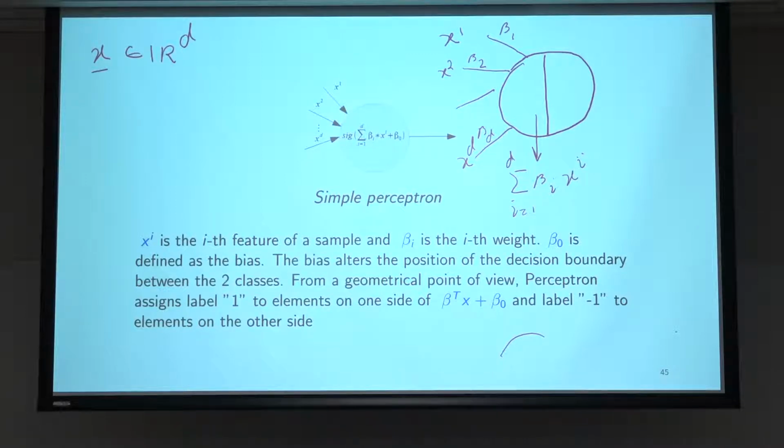Sometimes I add a scalar to this, beta null. So in vector form, if beta is a d-dimensional vector, what's happening here is beta transpose times x, where x is a vector and beta is a vector. Okay? So the first part of the perceptron would be simply a weighted sum of inputs plus a beta null.